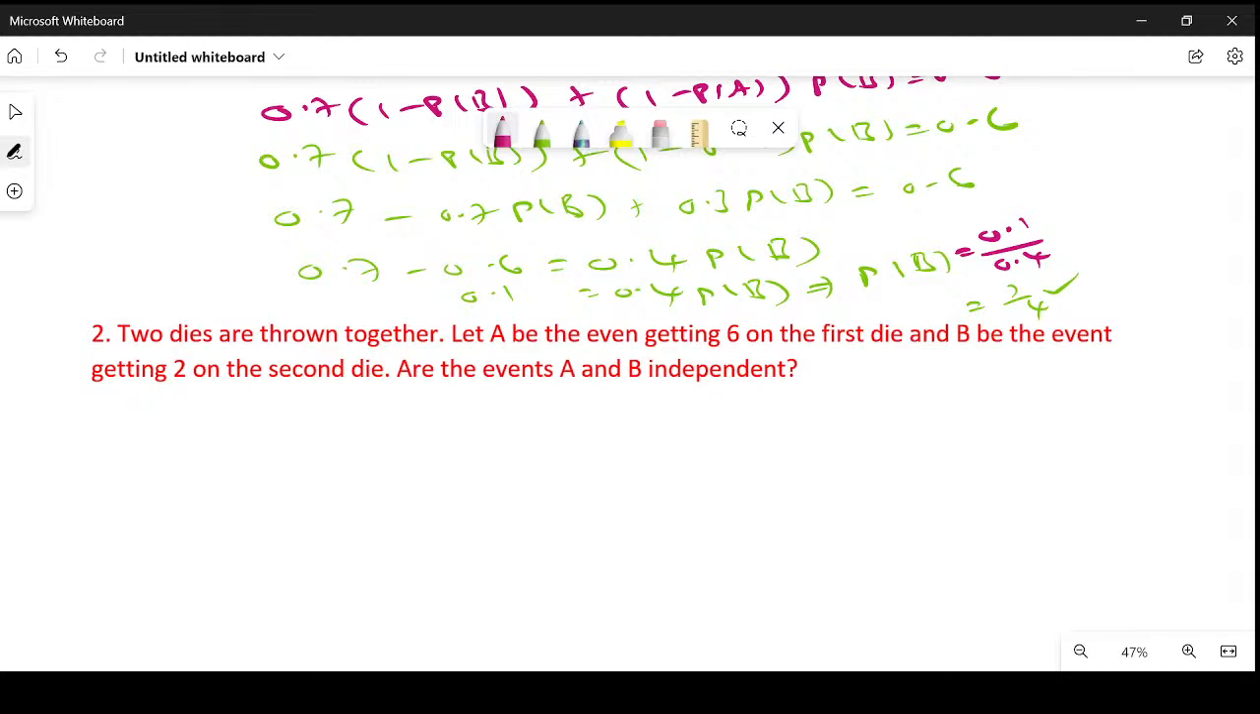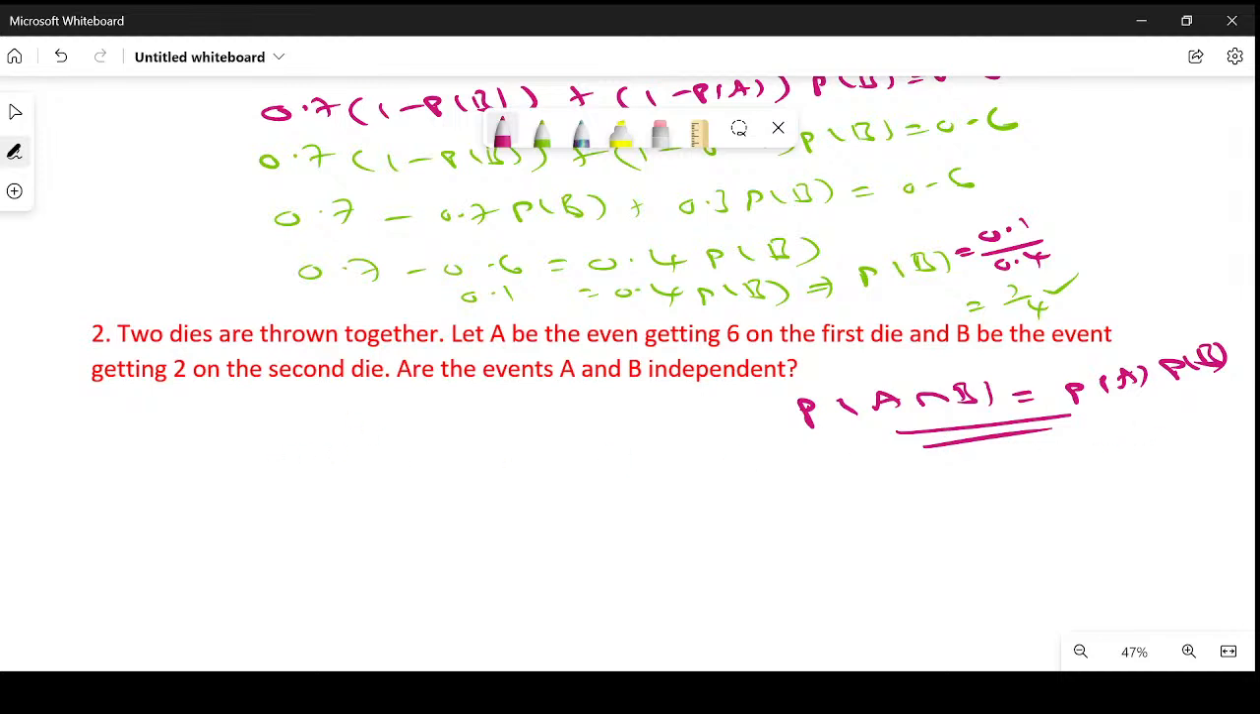Now we do the next problem. See the next problem now. Two dice are thrown together. Let A be the event of getting 6 on the first die and B be the event of getting 2 on the second die. Are the events A and B independent? Remember, when they ask whether events A and B are independent, what you should prove is P of A intersection B equal to P of A into P of B. If we prove this, the events are independent.